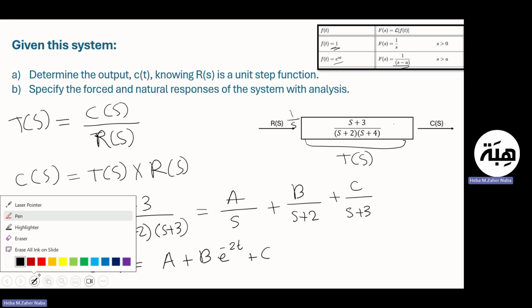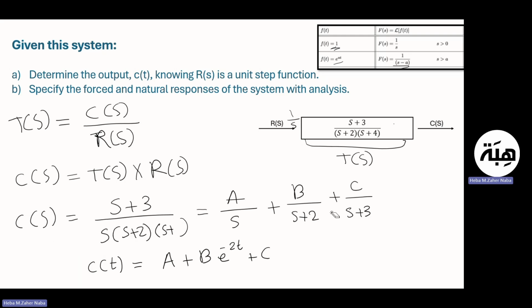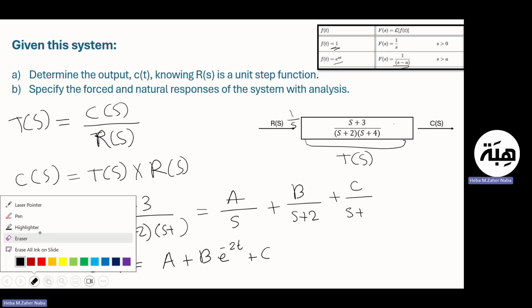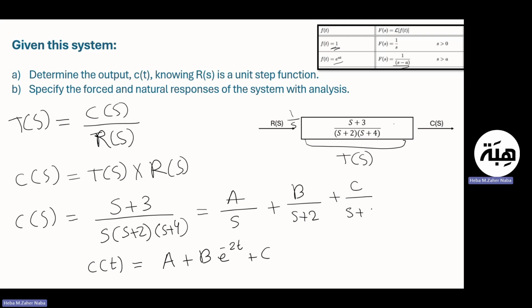In this case, actually, it's not S plus 3, it's actually S plus 4. So let me correct that: plus C e to the power of minus 4t. Now, this is done by inspection. And before we proceed with solving for the constants A, B, and C, let's try to understand what these terms mean.